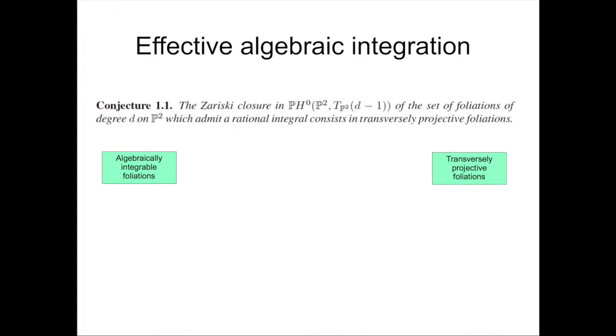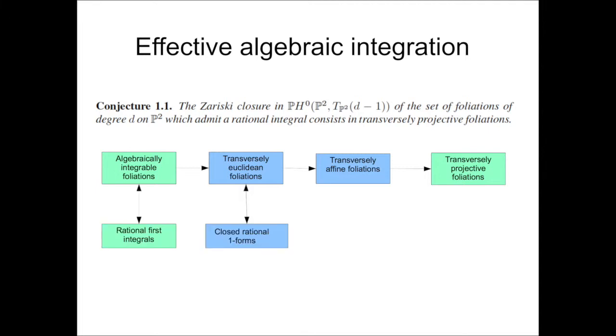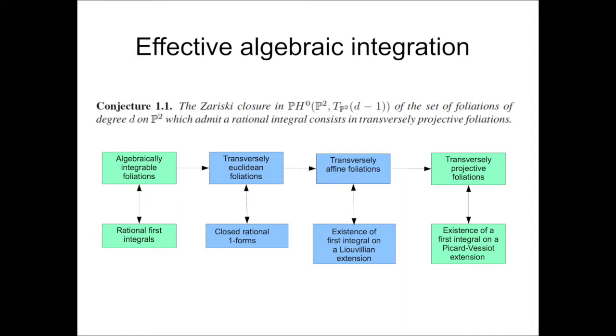Okay, so we have this hierarchy: algebraically integrable, rational first integrals, transversally Euclidean, given by a closed rational one-form, transversally affine, which is kind of an extension of the concept of transversally Euclidean, which is exactly Liouvillean first integrals, and this more general case of transversally projective foliations. This fact that transversally affine is equivalent to the existence of a first integral in a Liouvillean extension is a theorem of Michael Singer. It's the characterization of vector fields which admit such a thing. And transversally projective corresponds to the existence of a first integral in a Picard-Vessiot extension.